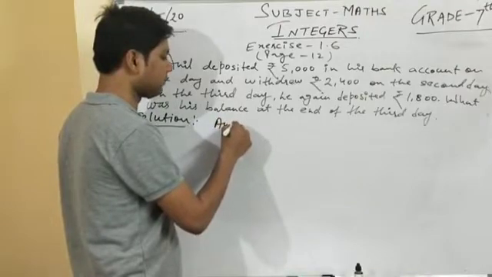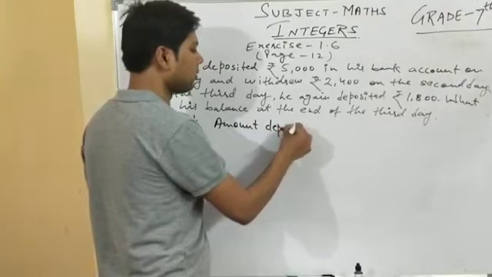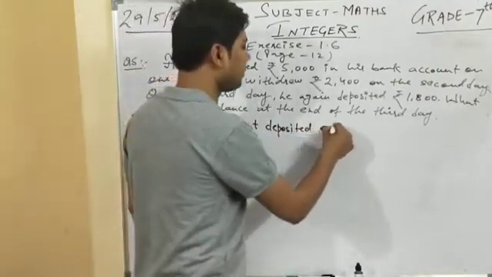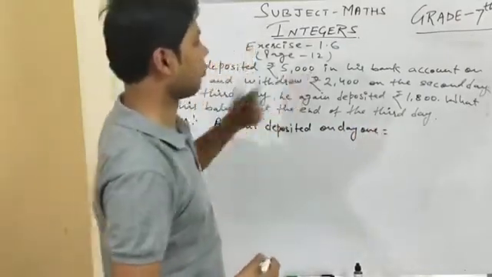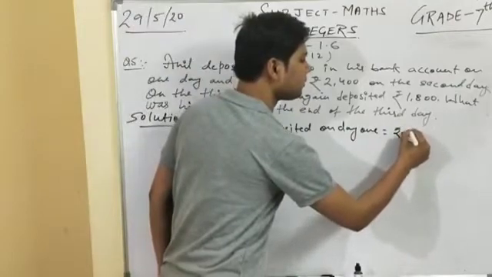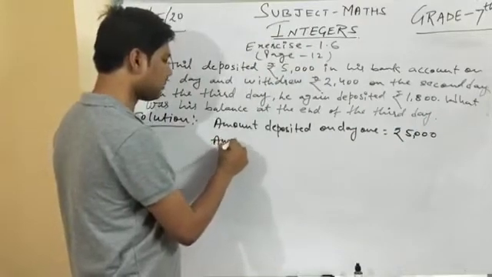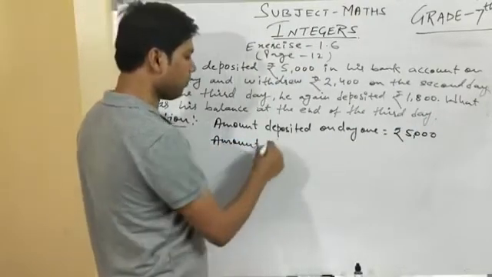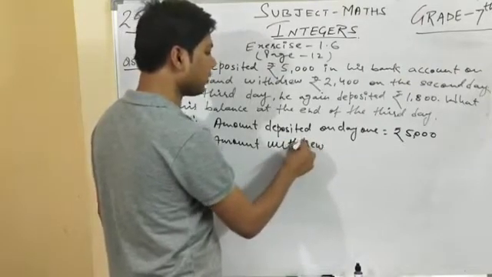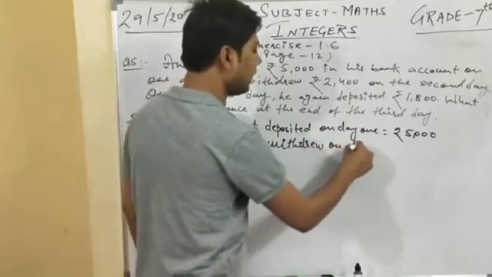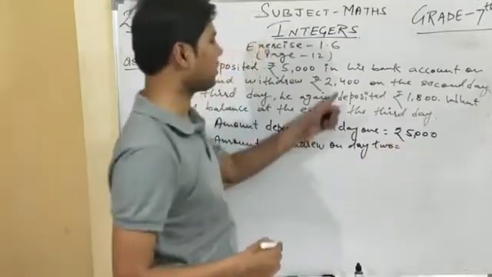Amount deposited on day 1. How much amount he deposited? Rupees 5,000. Again, amount withdrew on day 2 is equal to rupees 2,400.